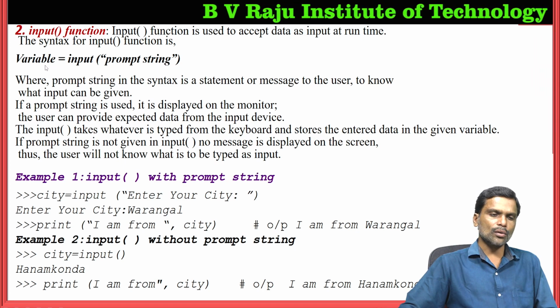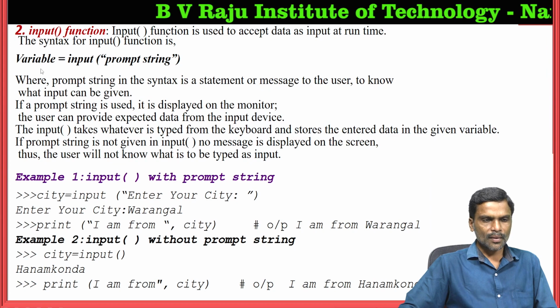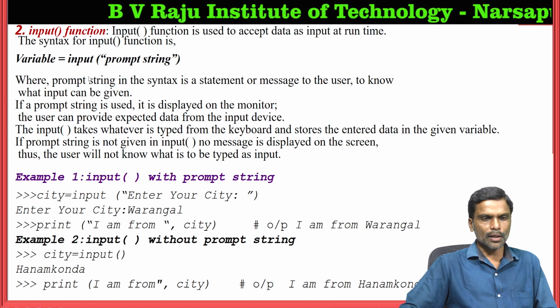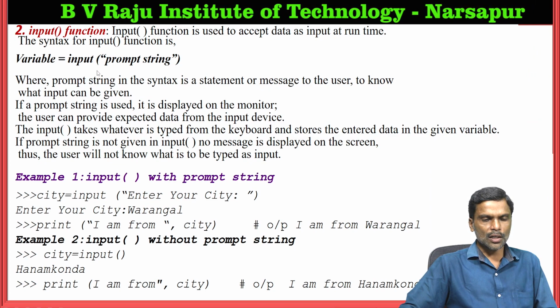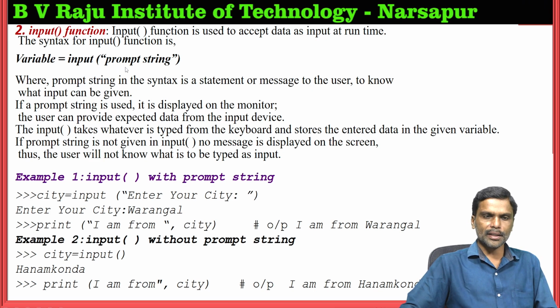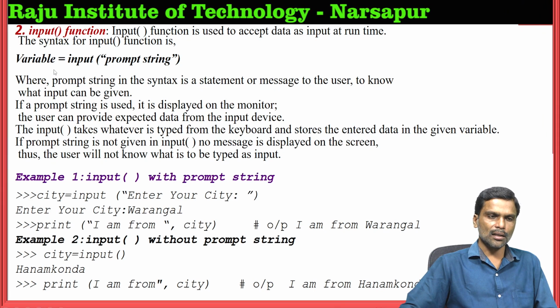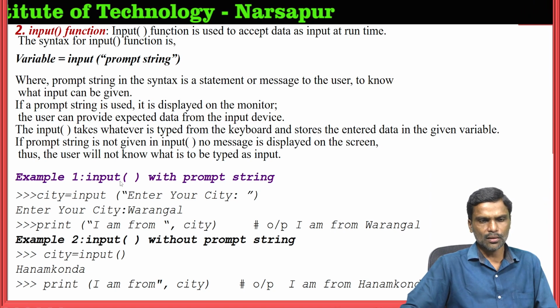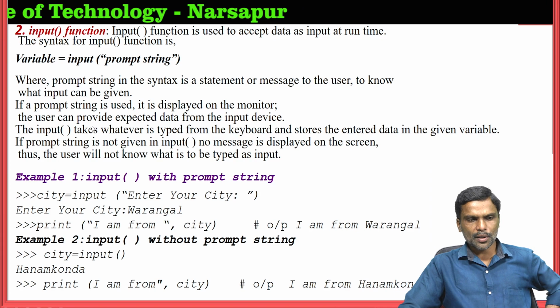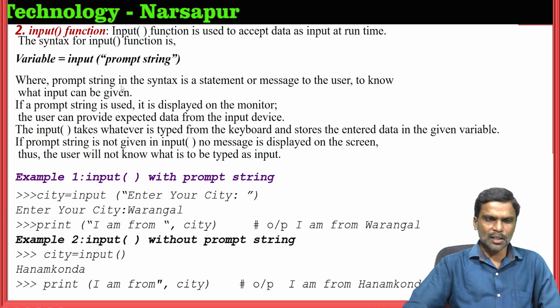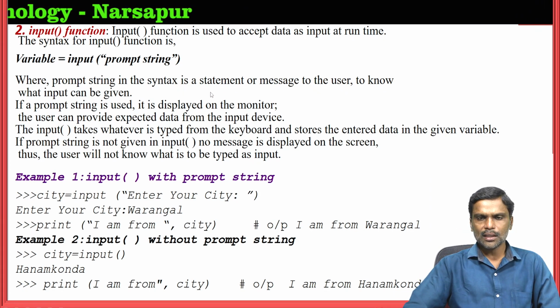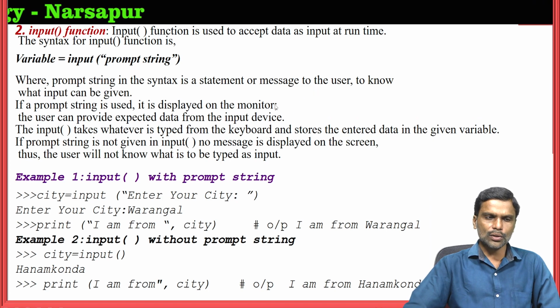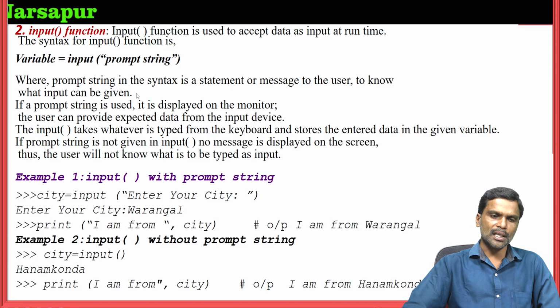That means if you want to give any variable here, some x is equal to input, and if you want to give some value, it will be asking you to enter a value. These are one or two examples we have given here. Then what is the prompting string? The prompting string in the syntax is a message to the user to know what input can be given.